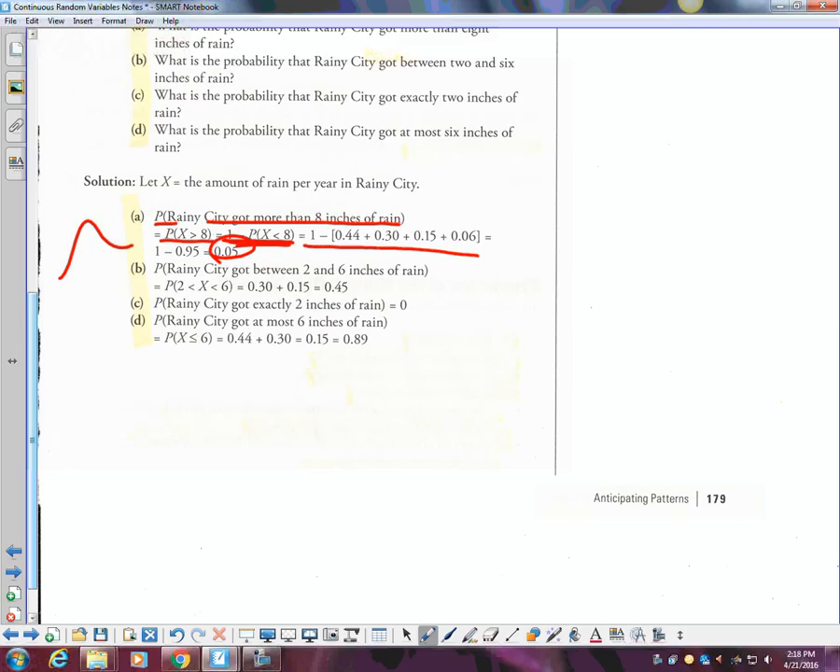Okay, what's the probability that Rainy City got between 2 and 6? So again, you're stating what it is in words, you're stating what it is in math, and then you're just adding those two pieces together. All right, check C out. The probability that we got exactly 2 inches of rain. Why is that 0? It's a slice. It's a slice, and there's no area unless we have 2 slices. Rainy City got at most 6 inches of rain. That's less than or equal to 6. So I'm just adding those 3 pieces up.